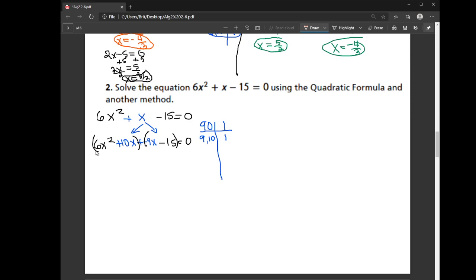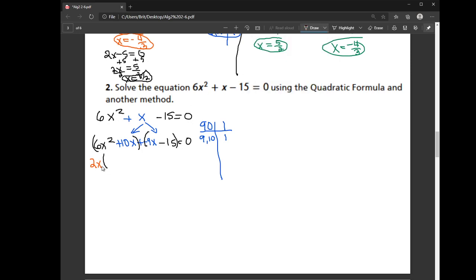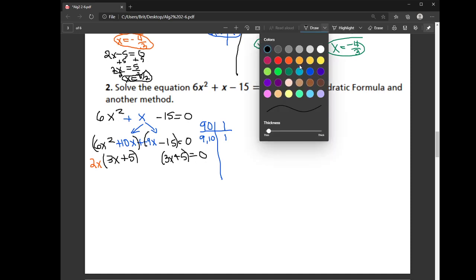So now I factor out my GCF. Between 6x squared and 10x, that sounds like a 2x. So 6x squared divided by 2x is 3x, and 10x divided by 2x is 5. So I know that this second set of parentheses has to look like 3x plus 5, right? Because we need them to match.